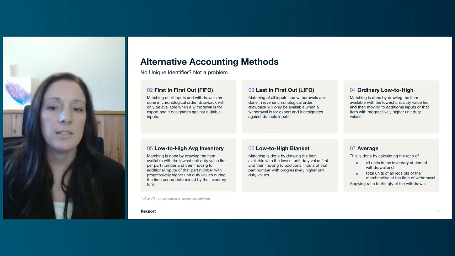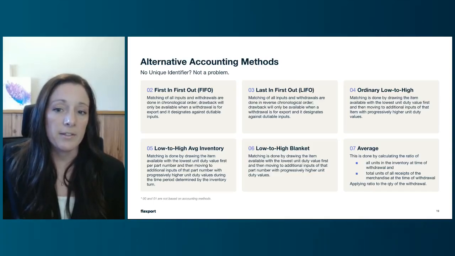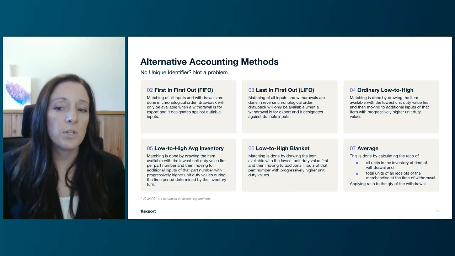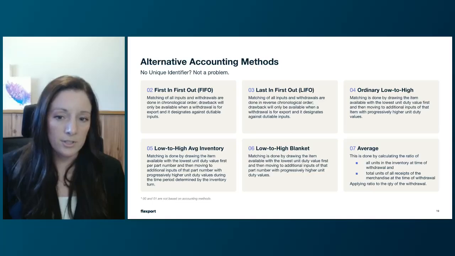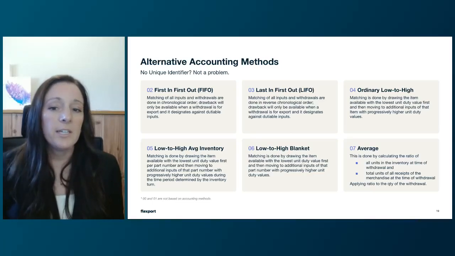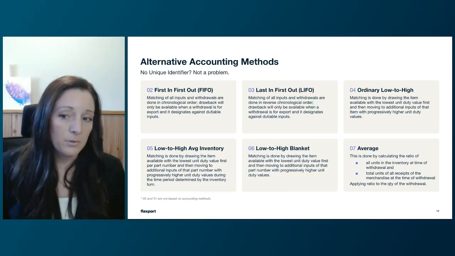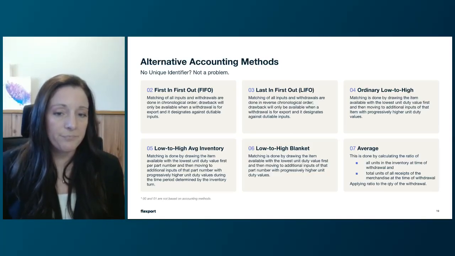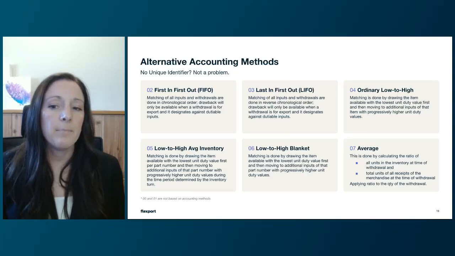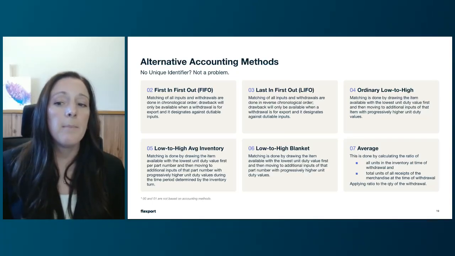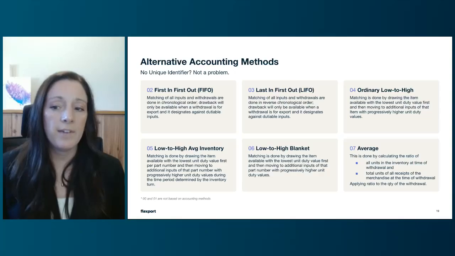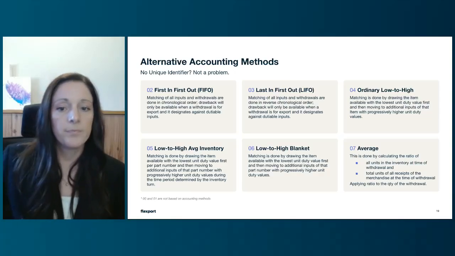Here are the different alternative accounting methods available. We have first in, first out, which matches a withdrawal to the first available input by chronological date. Alternatively, last in, first out matches by the last available by chronological date. Lowest intermediate, highest, matches a withdrawal to an input based on the lowest duty value per unit first.